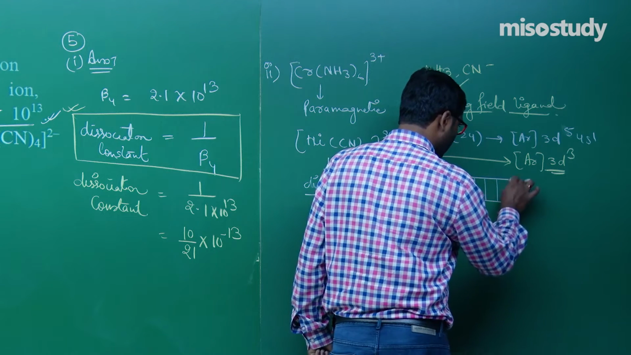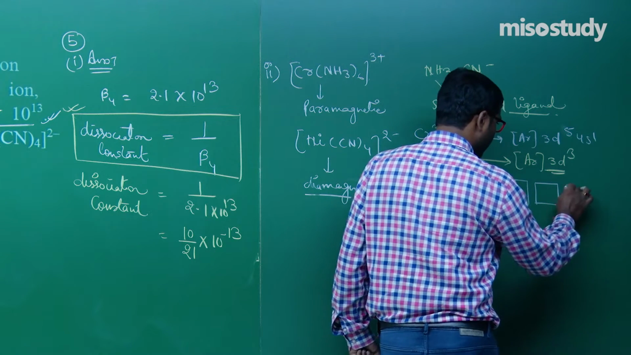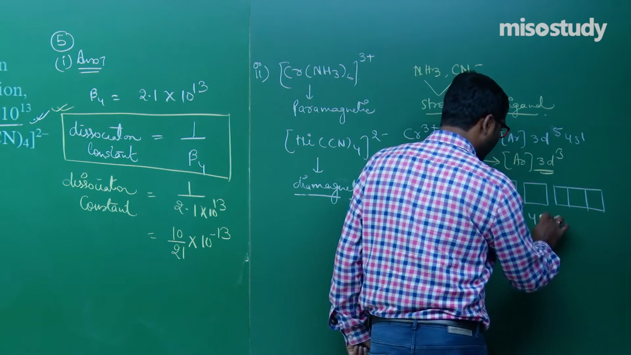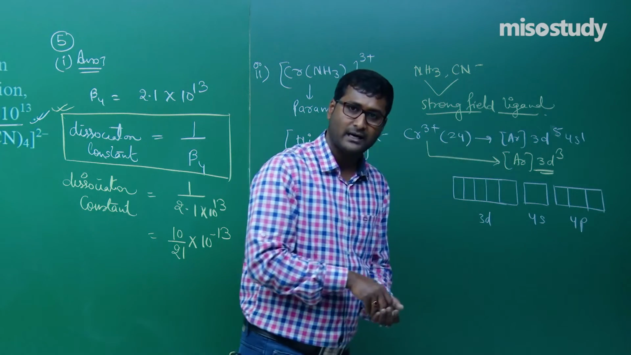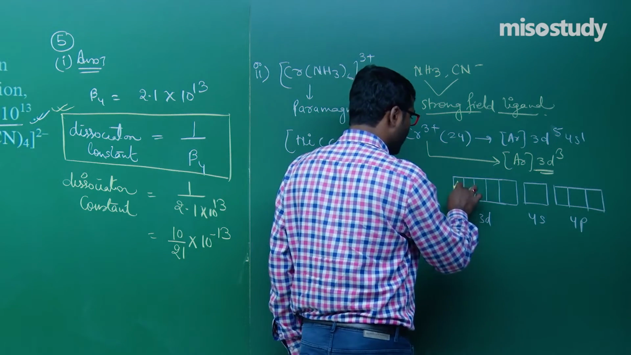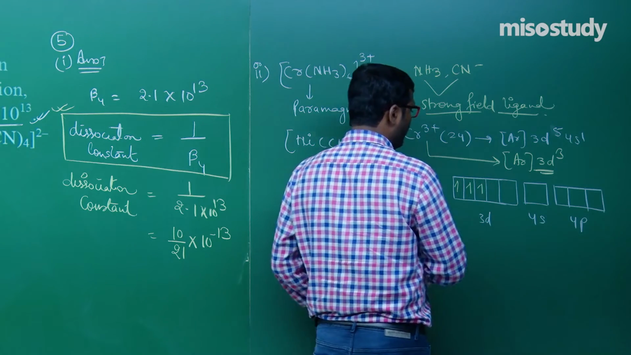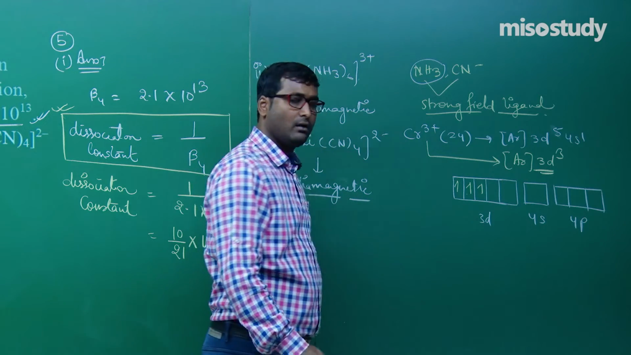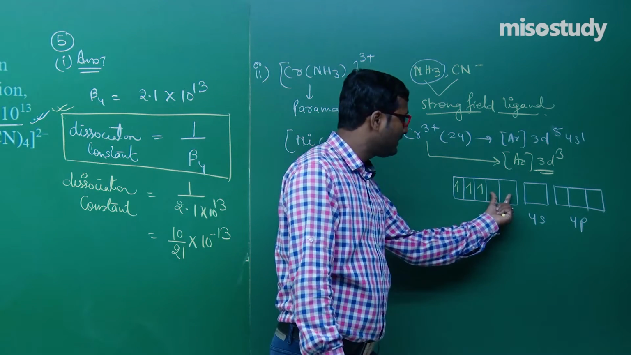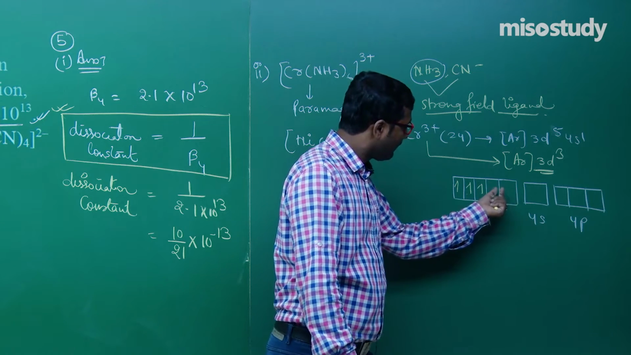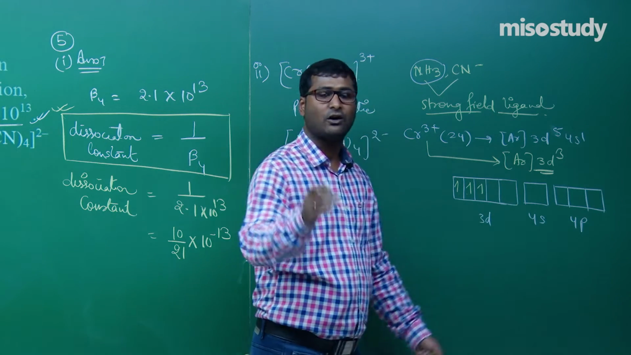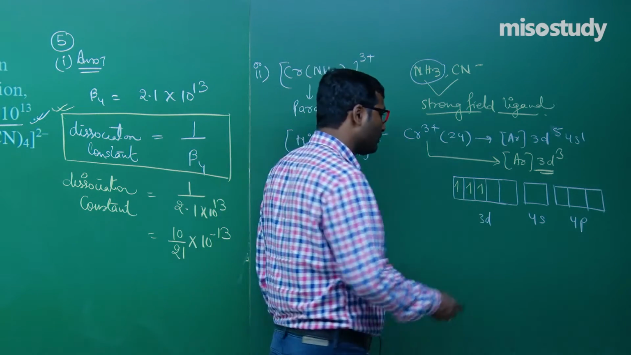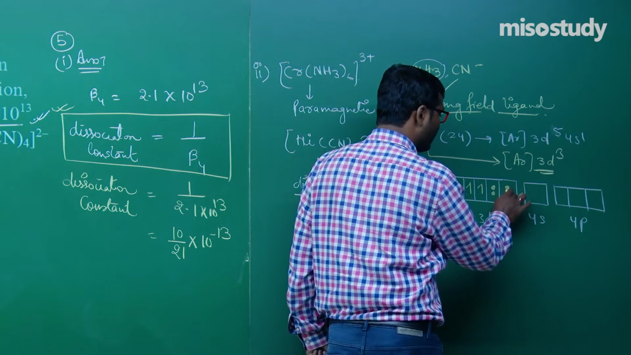1 2 3 4 5, 3d, 4s and 4p. Am I right? Yes, sir. Now, put it here, 1 2 3. Now, NH3 is a strong field ligand, it will try to pair them, but here there are 2 vacant d orbitals already present. So, there is no requirement to pair this one. So, the filling of electrons will start from here.